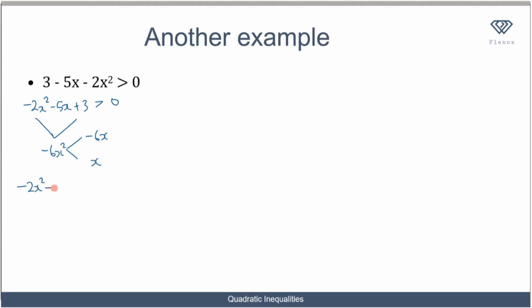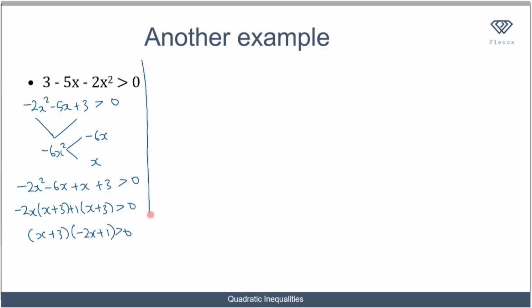So I have -2x squared minus 6x plus x plus 3 being greater than 0. I have -2x common here, and I'm left with x plus 3. Then I have 1 being common here, and I'm left with x plus 3, being greater than 0. So I pick one of those. I have x plus 3 and -2x plus 1 being greater than 0.